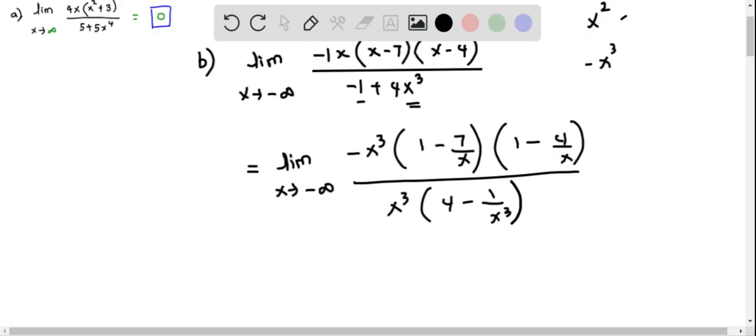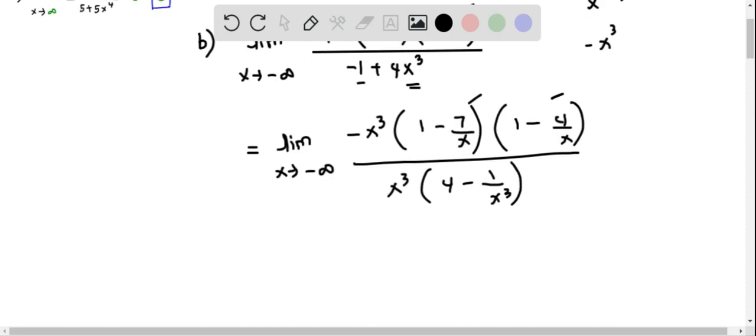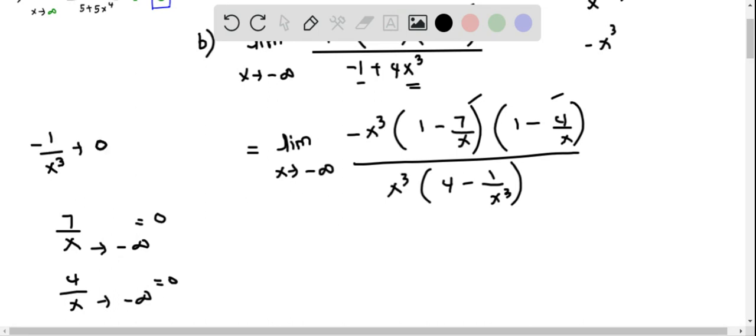Now we determine the limit of these expressions. So the limit of 7 by x when x approaches negative infinity is going to be 0. And similarly, the limit of 4 by x when x approaches negative infinity is also 0, as is the limit of 1 by x cubed when x approaches negative infinity. So let's put this into this expression. We can cancel this negative x cubed with this x cubed, leaving us negative 1.